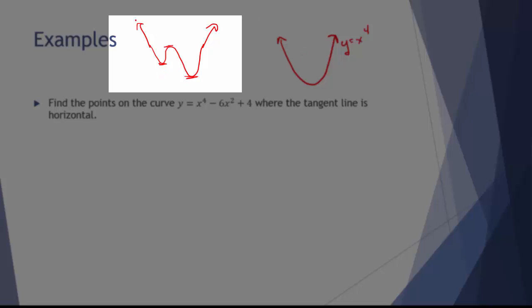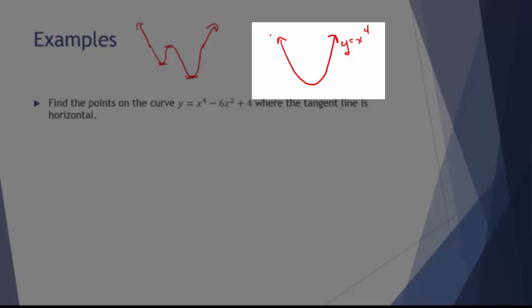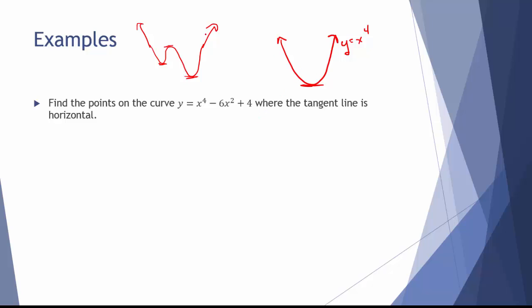So in this particular scenario, there are 3 points where I would have horizontal tangent lines, as opposed to this scenario. How many horizontal tangent lines would you expect to get if this is what your graph looks like? Should be just 1 right here. So we expect either 1 or 3 answers to this question, just to give us a big picture idea of what we're looking for.